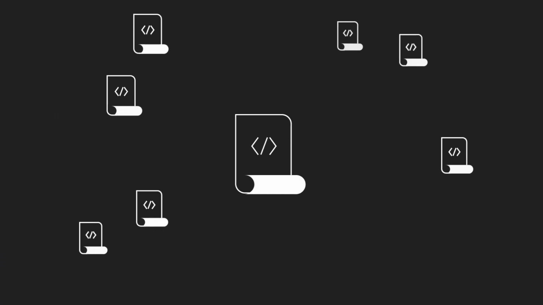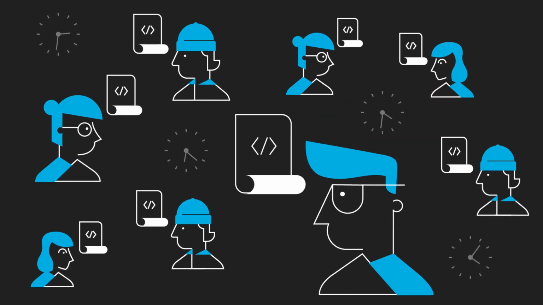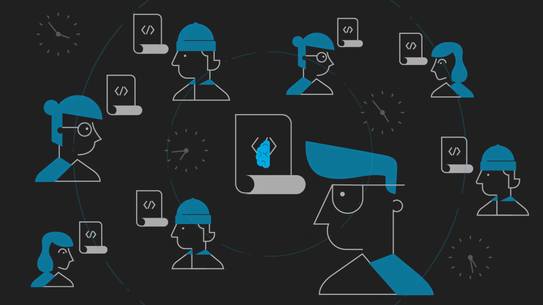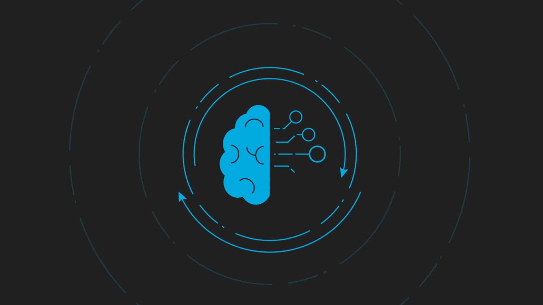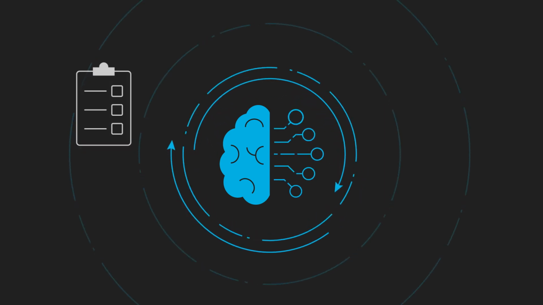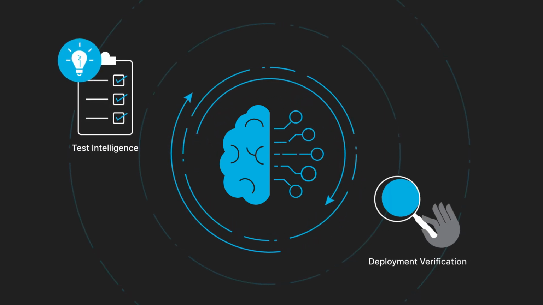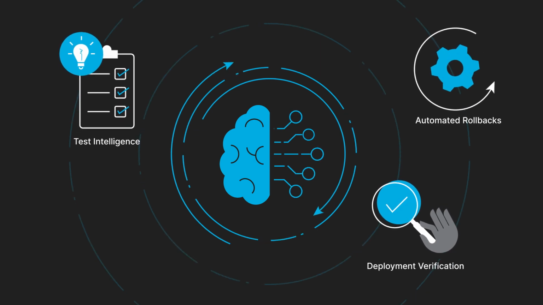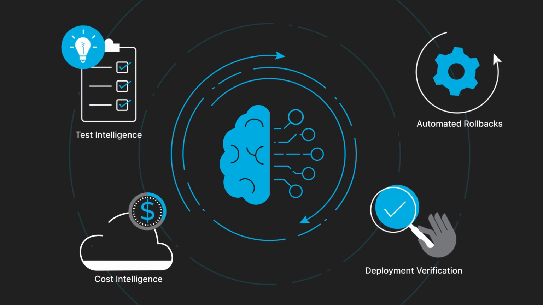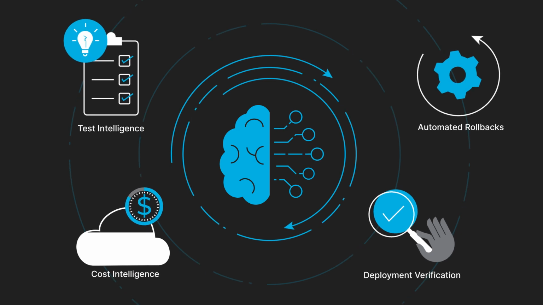What if pipelines didn't need 20 people to manually deploy code? What if they were smart and could make decisions on their own using AI/ML? What if test cycles, deployment verification, and rollbacks took seconds to complete, and cloud infrastructure auto-stopped when it was idle?